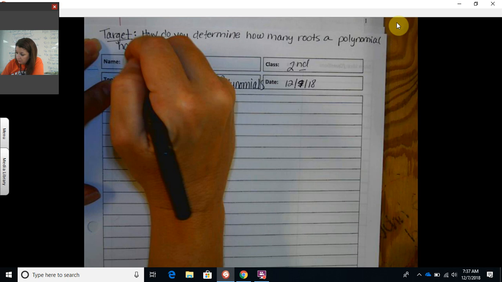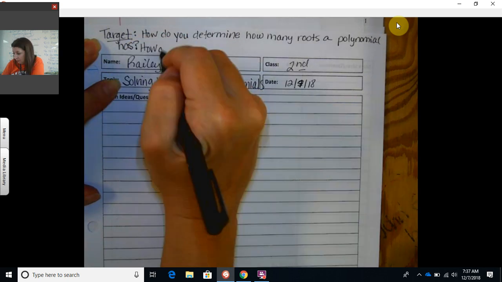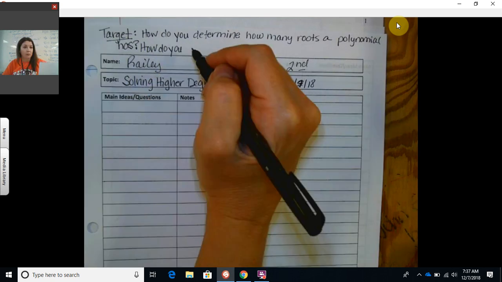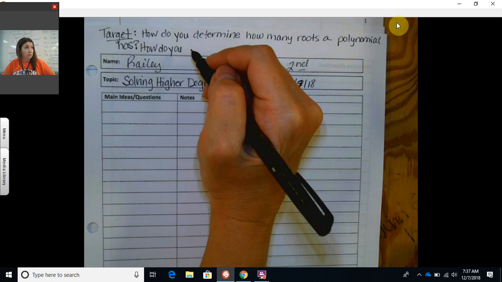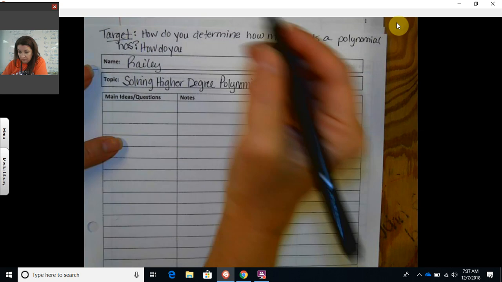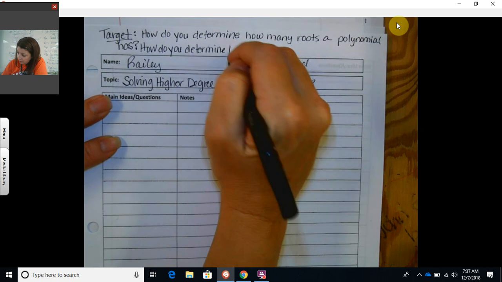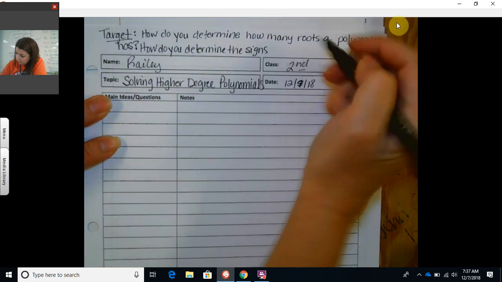Somebody get that, please. How do you determine the signs of the real roots? What? That's for Janaya. Oh, okay. And then, yeah. Thank you. Bless you. Running out of room here.